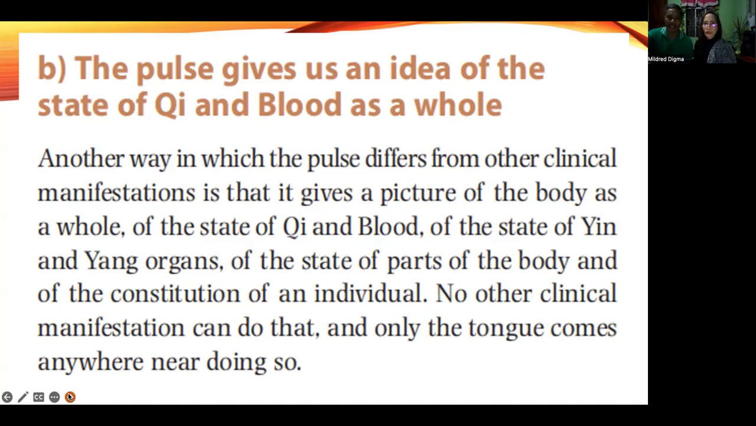So, meron kang nakitang wiry pulse. So, meaning, ano ang state ng kanyang chi? It's a stagnation of chi. Sa tongue naman, pwedeng makita doon na, pag may nakita kang hit doon sa tongue, tapos meron kang fast pulse na nakuha, so yung nakuha mo sa tongue, it will associate doon sa state ng chi and blood na nakuha mo sa pulse.